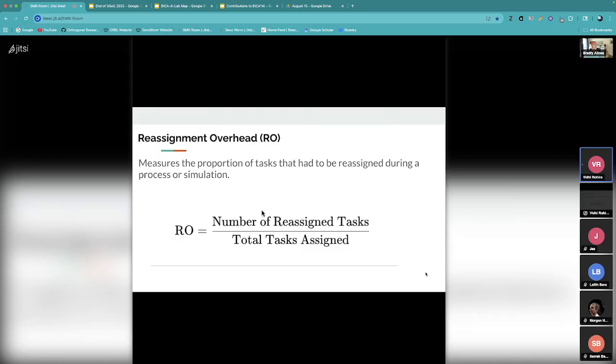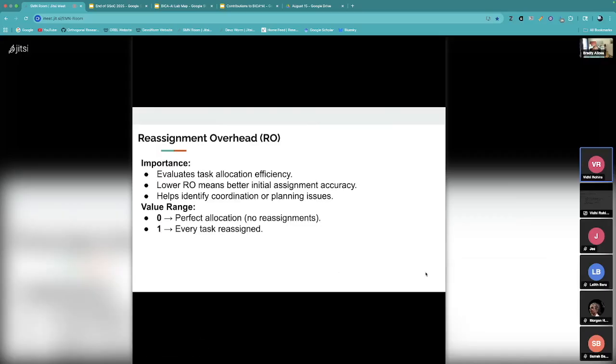So what I've defined it as is number of reassigned tasks over total tasks assigned. And it's very important because it evaluates how the tasks are being allocated. A lower value means better initial assignment, and it helps to identify coordination. So the values are 0 or 1, and 0 means there's no reassignment. That means all the agents that were given the tasks do it well, and none of the agents that were assigned tasks have left. But if it's 1, it means that the agents that have left have had their tasks assigned again.